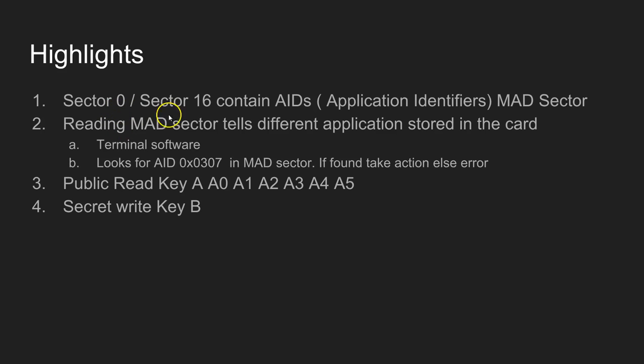Sector 0 and sector 16 contain the UID, and it's also called the MAD sector. Now reading the MAD sector tells the different applications stored in the card. So this is used by the terminal software. Say for example, the terminal software can first read the content of the MAD sector and look for application ID 03 and 07, and if the application ID is present, it can take some necessary action or it can throw this as an error.